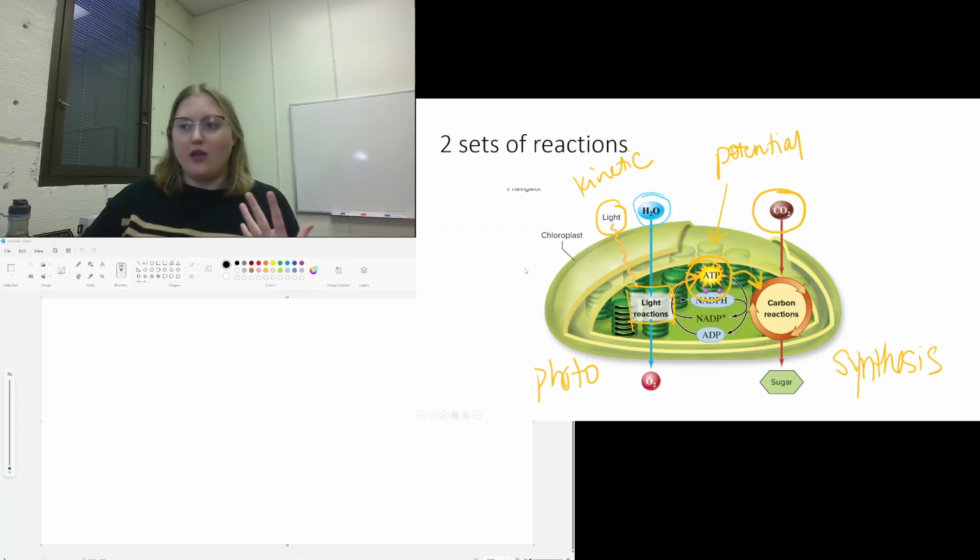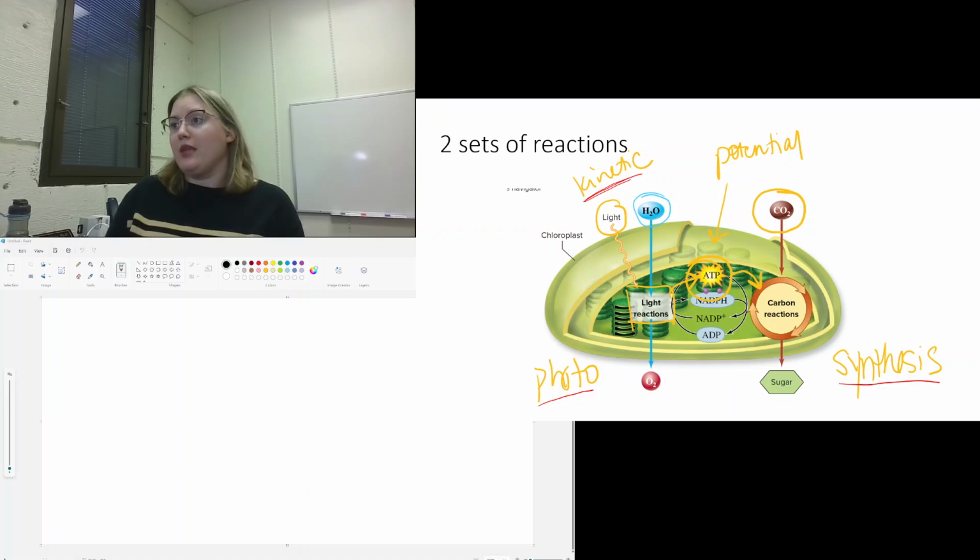The other aspect of this that might help you remember: the light reaction side is the photo portion of our reaction, photo meaning light, and the carbon side is the synthesis portion of our reaction. So photosynthesis: light reactions, carbon reactions. Okay, and in our case, our light energy is kinetic energy, and our ATP is potential energy, right? So we are converting kinetic energy from sunlight into potential energy in ATP, okay?